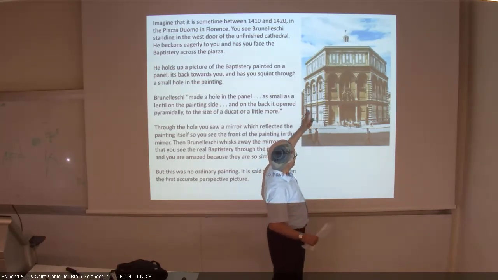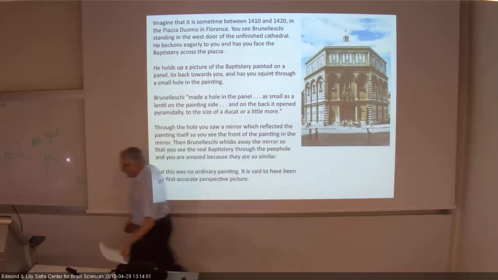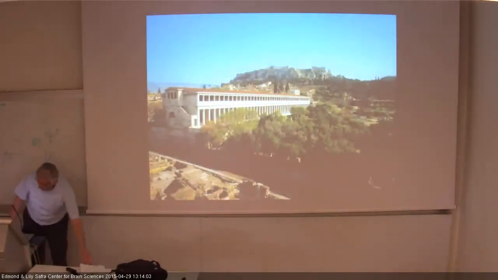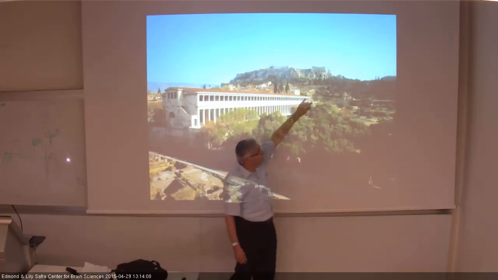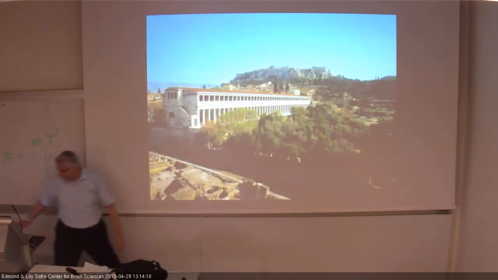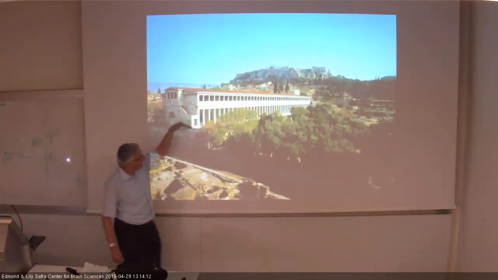Because he understood how to draw perspective. Okay. So what does perspective tell us? Perspective tells you, as you did mention, that things which are further away look smaller. Lines which are parallel meet.